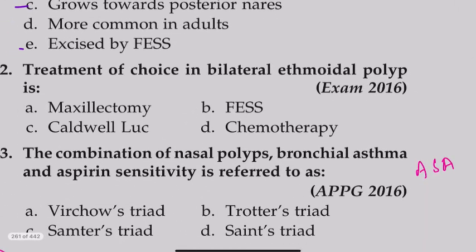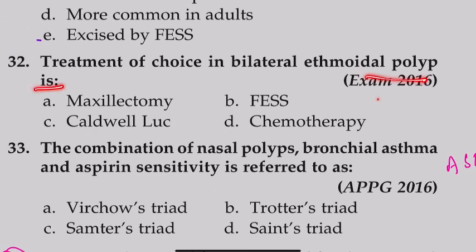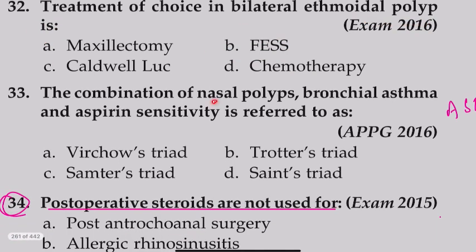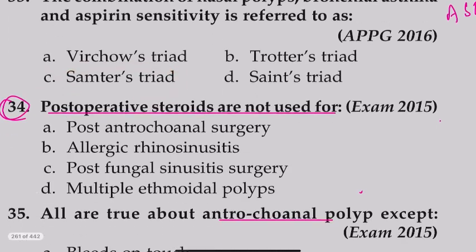Treatment of choice in bilateral ethmoidal polyp is, that is FESS only. The combination of nasal polyp, bronchial asthma and aspirin sensitivity is referred to as Samter's triad, right? We already discussed it.